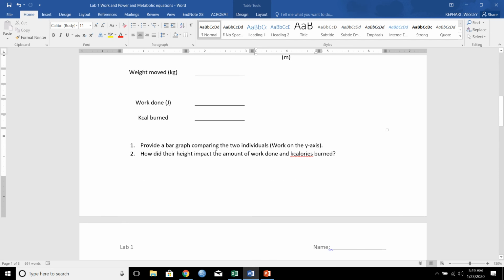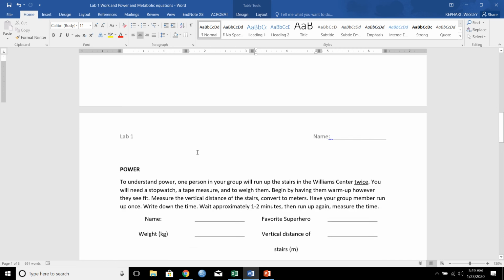We'll have you provide a bar graph of the 2 individuals' work in joules on the y-axis, and then answer this question for me about this.